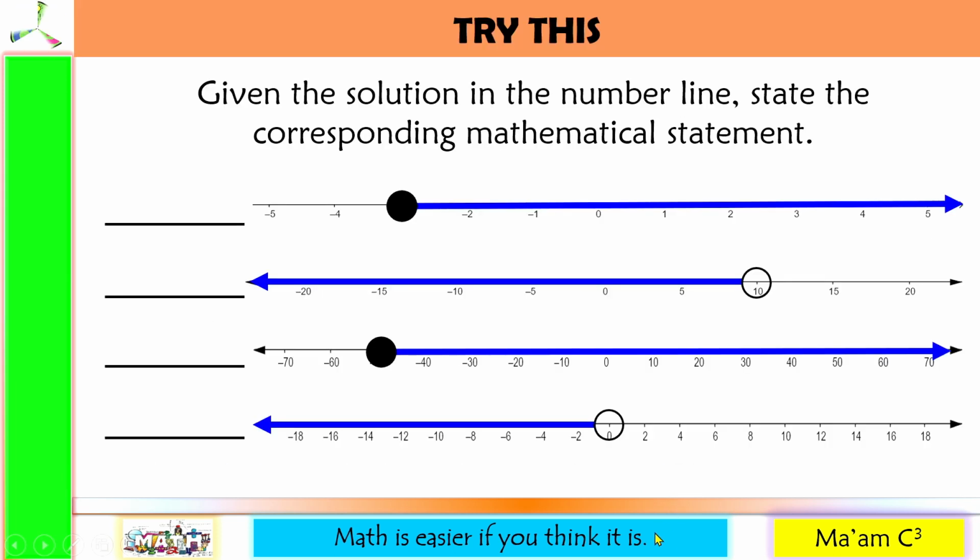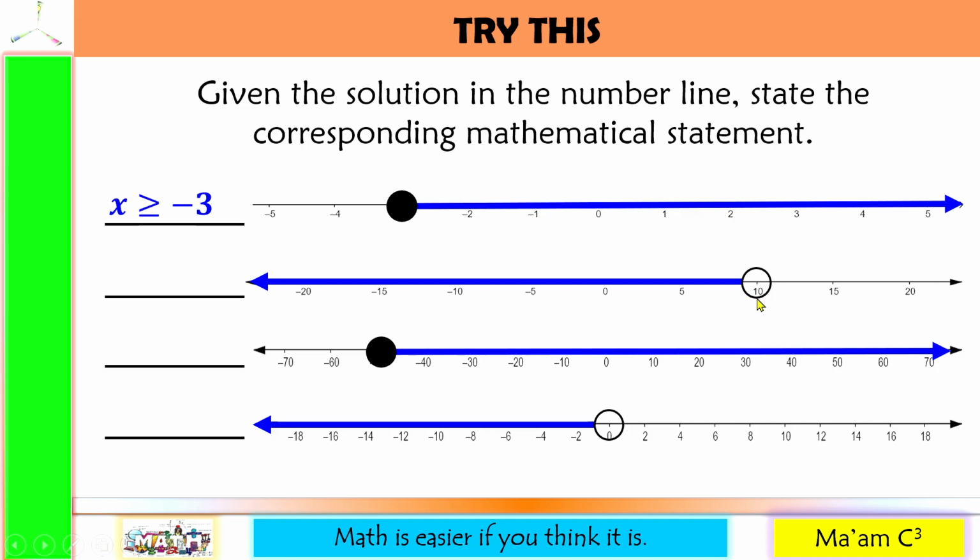Try this. Given the solution in the number line, state the corresponding mathematical statement. If this is negative 4 and this is negative 2, so this is negative 3. And then going to the right. So values of x that are greater than negative 3, but also equal to negative 3. So that is x is greater than or equal to negative 3.